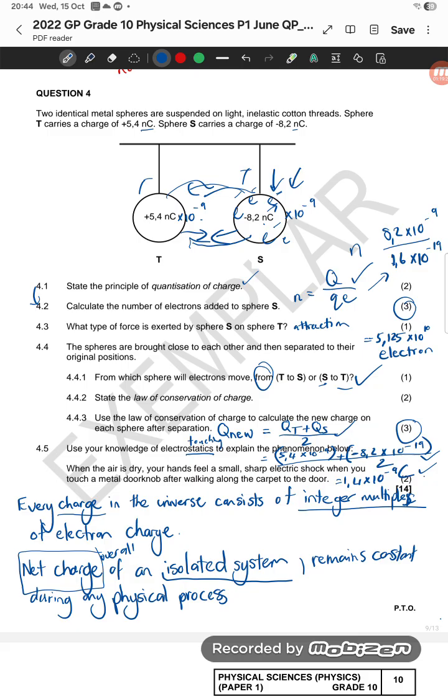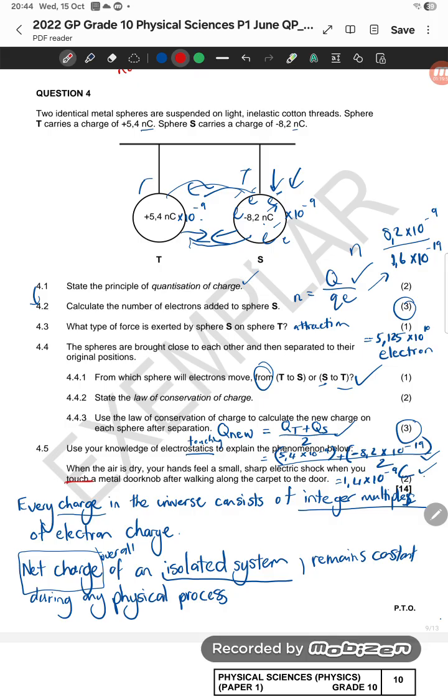When the air is dry, your hands feel a small, sharp electric shock. Okay. That's got to do with humidity. When you touch a metal doorknob. Touch. You've got to touch it. You can't just look at it and then you'll get a spark on your hand. Okay. Sharp electric shock when you touch a metal doorknob. Shame. Get some Vaseline.